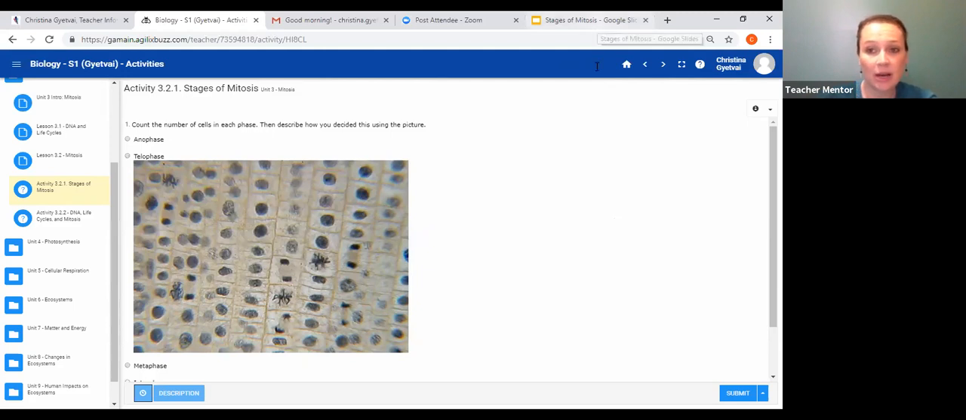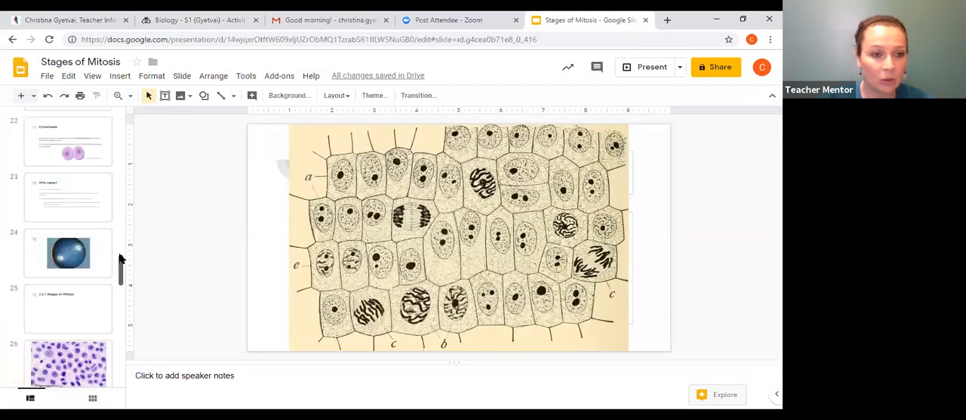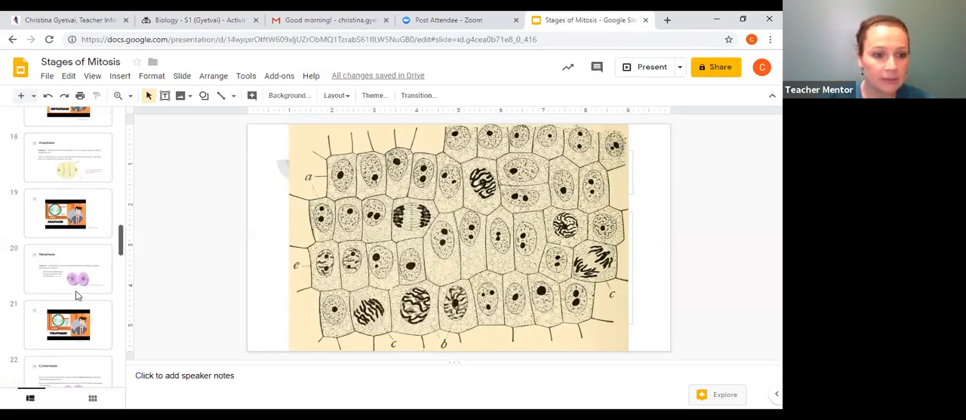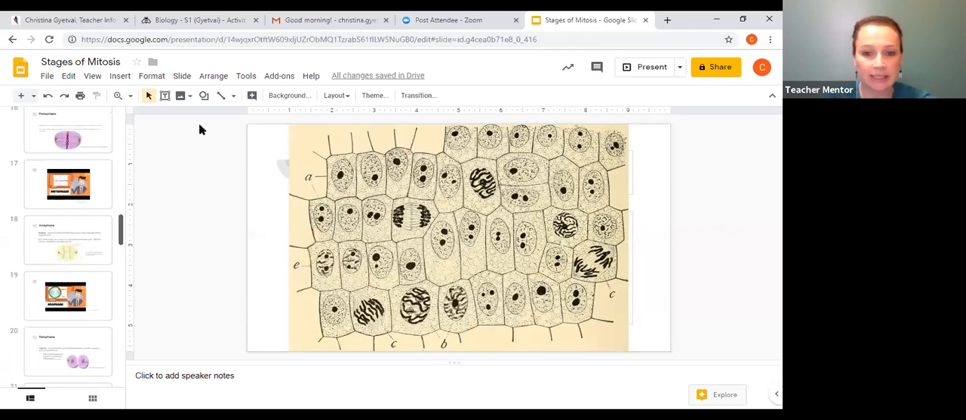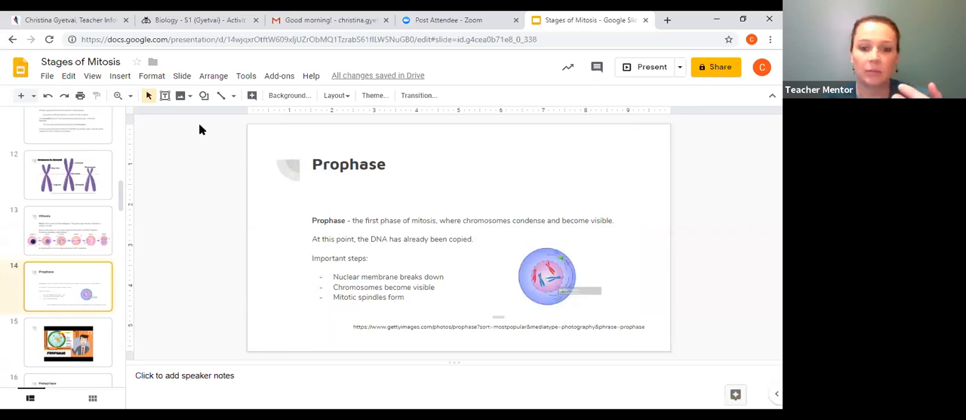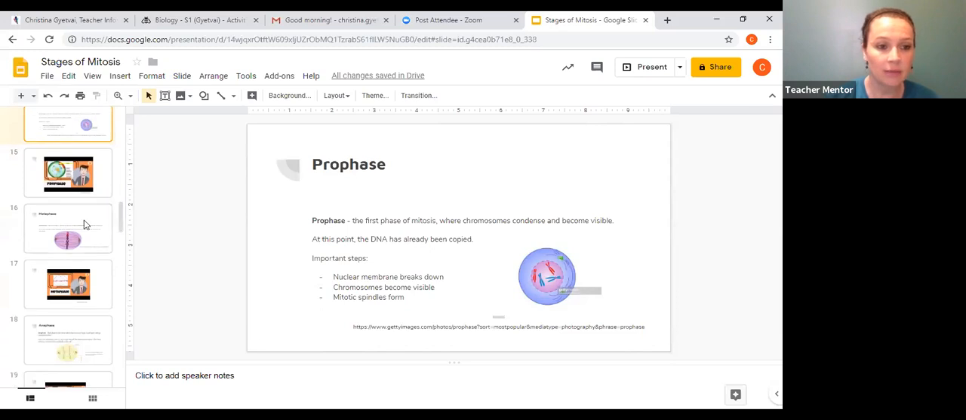Okay, well, I'm going to go back to my lesson and say, okay, at prophase, I know that the chromosomes are going to condense and become visible. I've got my nuclear membrane that's disappearing, my chromosomes that are becoming visible, and my spindles. So for your explanation, you could say something like, I knew there were this amount of cells within the prophase stage of mitosis because I was able to see the chromosomes and maybe saw some spindles starting to form. Okay, that's it.